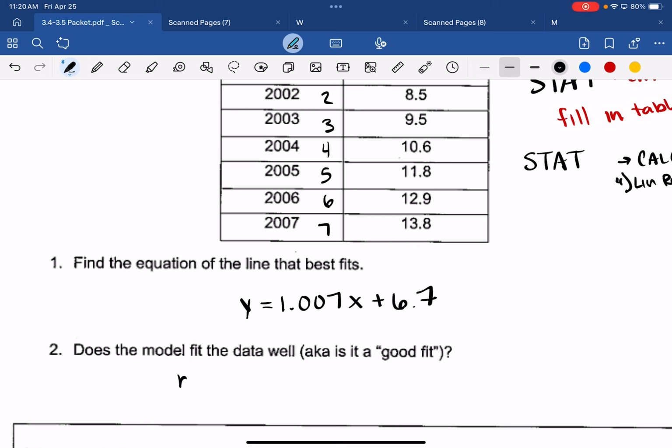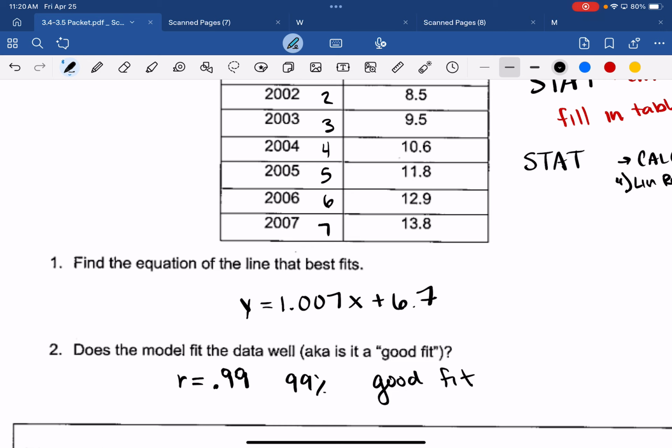Now, what is my R value on my calculator? What does it say? 0.99 again. So that tells me it's 99% correct. So it's a good fit. It's not 100, so it's not perfect, right?